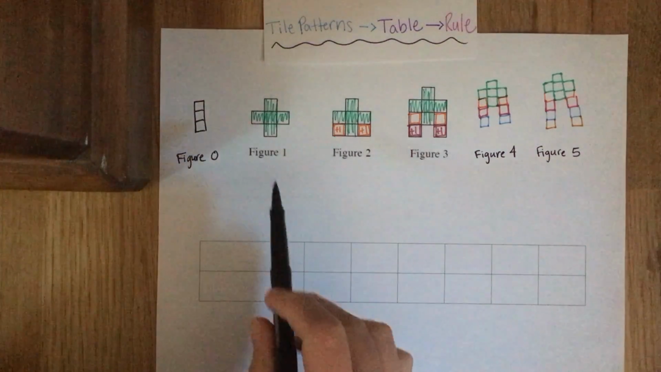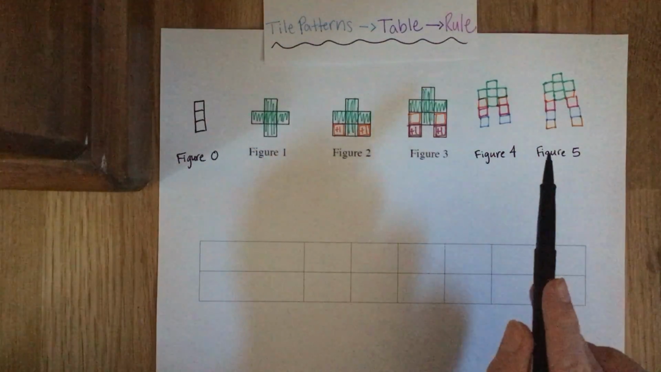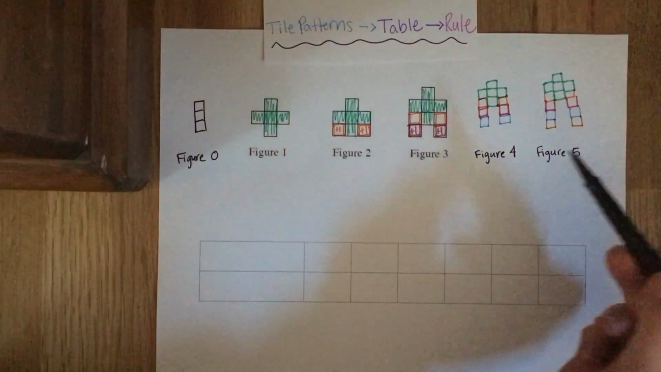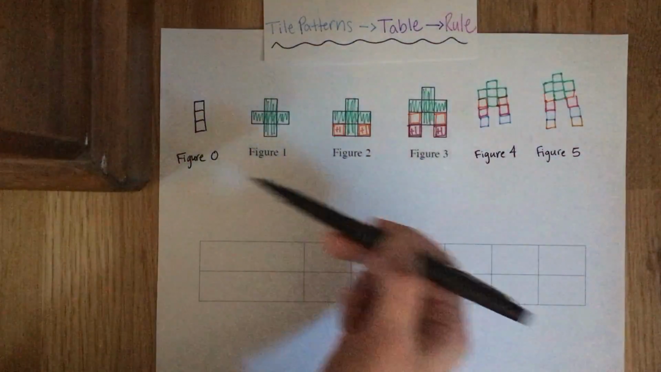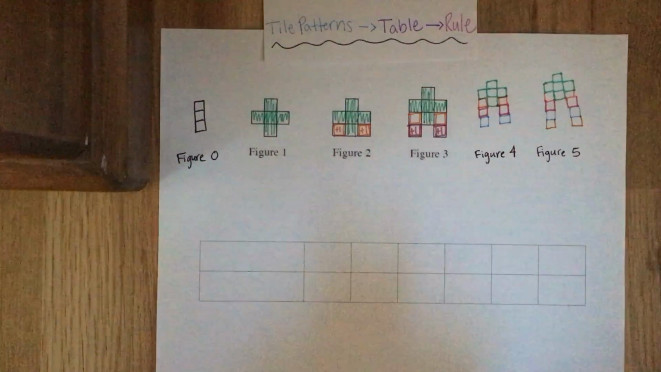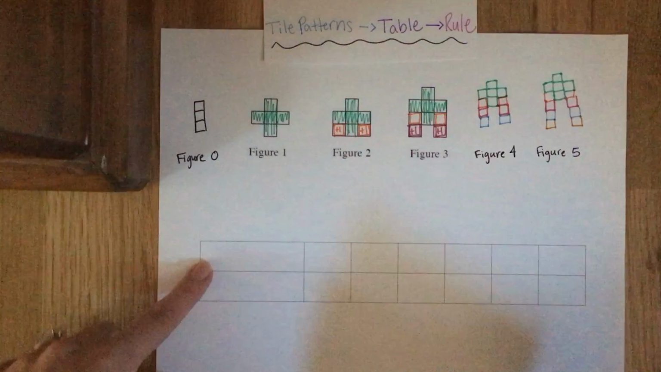So I like to work in the positive direction, see what I'm adding, and then to go to the 0, I have to reverse that and see what am I taking away when I move in this direction. Awesome, so there's our completed tile pattern. Now I'm going to make it into a table.